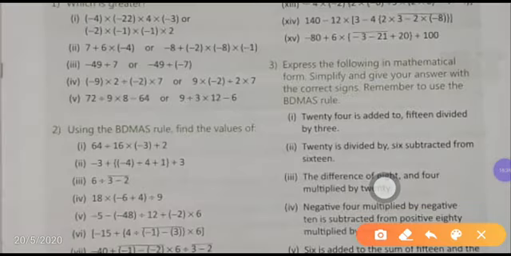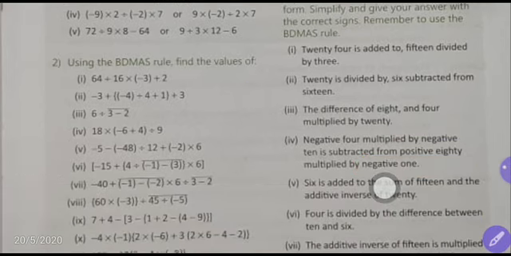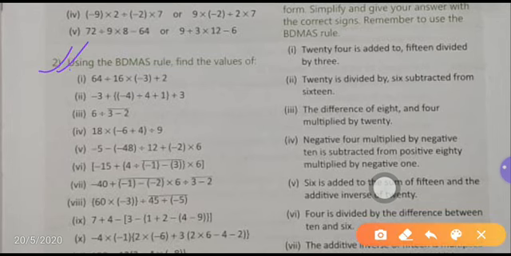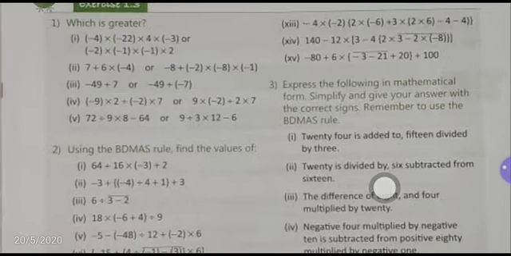Now from this second exercise, from this second number, you practice. A total of 15 examples are given. All these you practice.